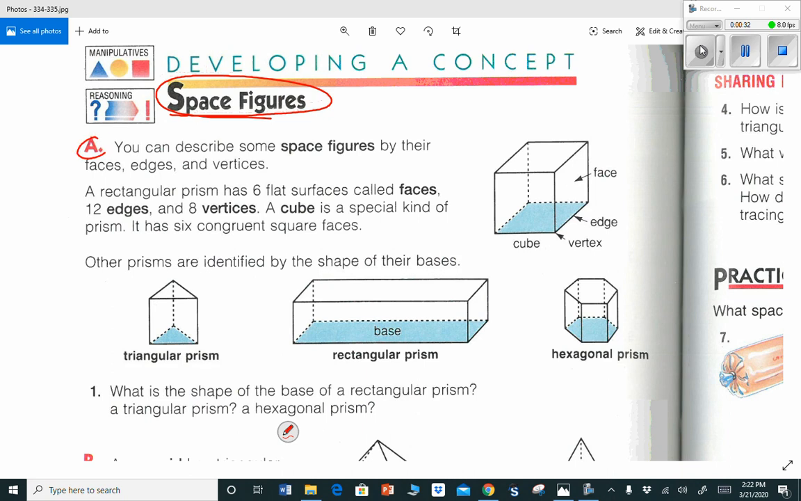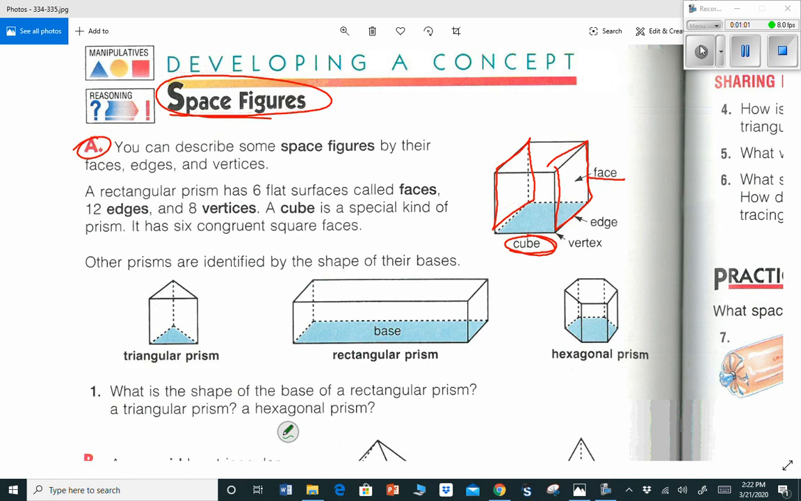Okay, so you can describe some space figures by their faces, edges, and vertices. Now, you guys know a cube? Well, a cube has 6 faces, and you see a face is a flat surface. Can you find the 6 faces? Here we go. There's this one, and then there's one directly across from it.